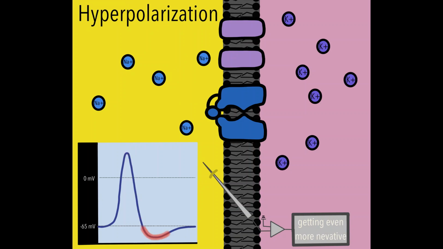This results in the membrane potential becoming more negative. Then we enter into the undershoot phase where the cell hyperpolarizes. At this phase, the voltage-gated potassium channels are still open and the potassium is leaving the cell. The voltage-gated sodium channels are still inactivated, which means the sodium cannot enter into the cell. This results in the membrane potential becoming even more negative.